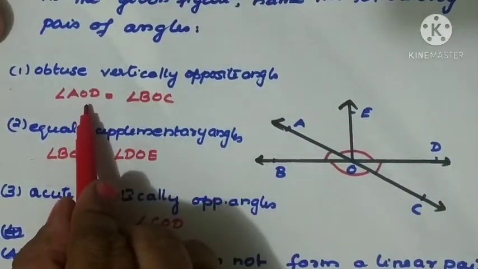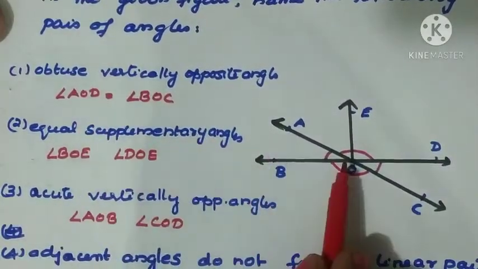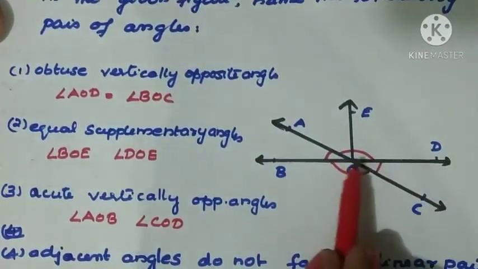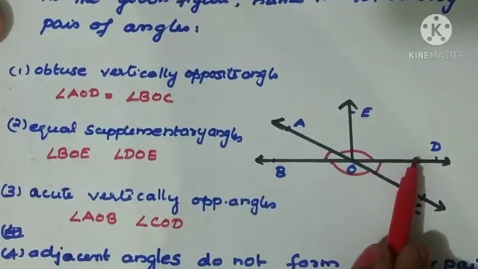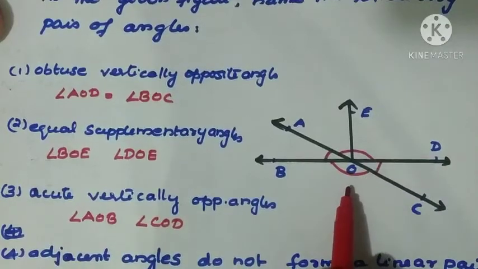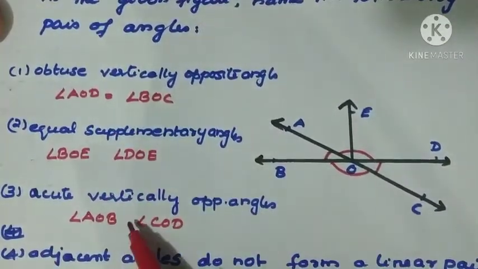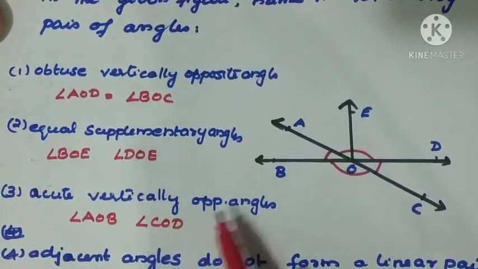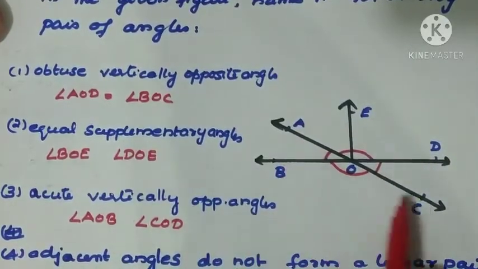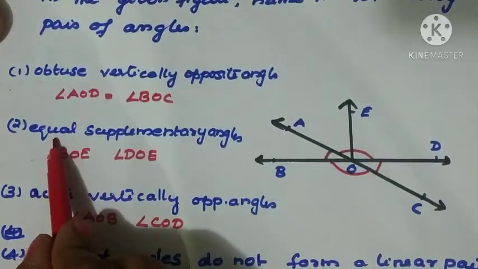The question asks for obtuse vertically opposite angles, so which is more than 90 degrees in these two pairs? That one is AOD. So AOD equals the other vertically opposite angle BOC. So here we have written. Now acute is also asked, the third question. So which is the acute angle? AOB and COD. Right?